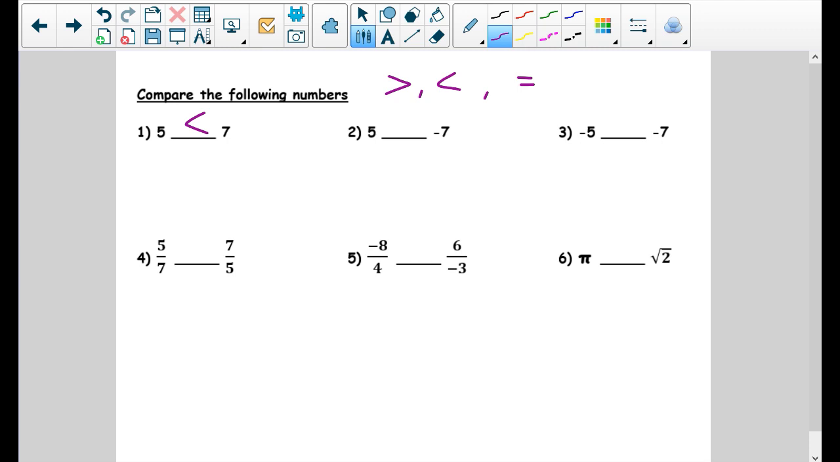You guys probably don't remember Pac-Man. Pac-Man always eats stuff, right? So he wants to eat the bigger number. Number 2, 5 and negative 7. He's going to eat the 5. 5 is greater than negative 7.